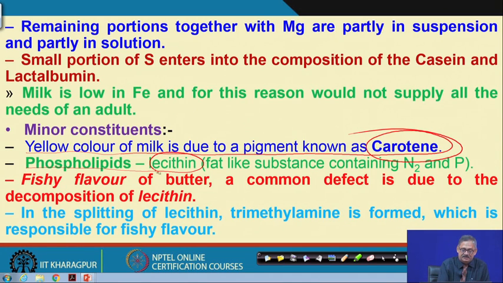Phospholipids, that is lecithin. This lecithin is the fat-like substance containing nitrogen and phosphorus, and this lecithin is the binder between the fat and water, right. So, this is the intermediate or mediator between fat and water to be in the same platform, in the same place. So, that lecithin is another small constituent of milk.